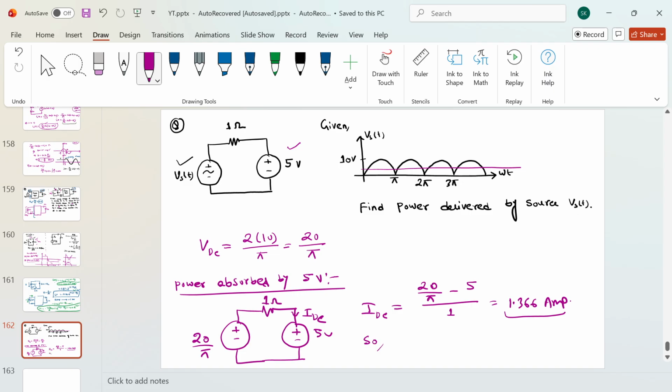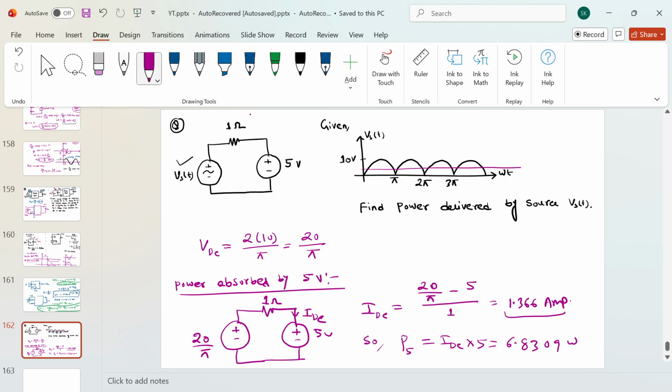So P5, I'm denoting the power absorbed by this 5 volt source as P5. That is simply IDC into 5 volt, which is 1.366 into 5, which is 6.83091 watt. So I got the power absorbed by the 5 volt.